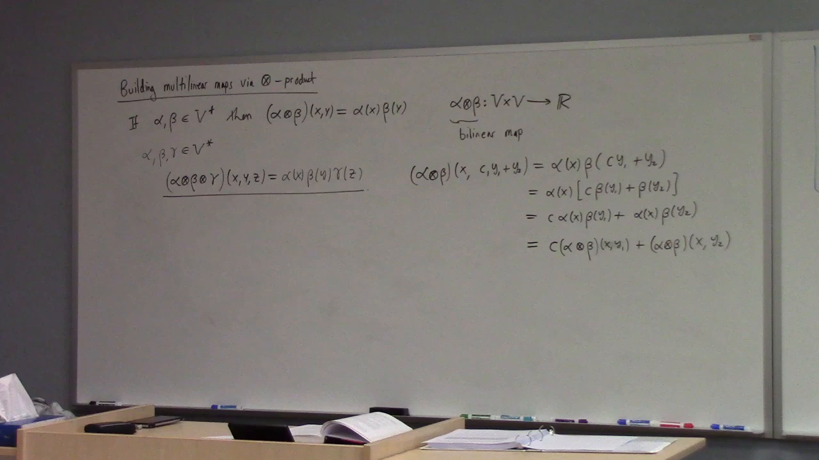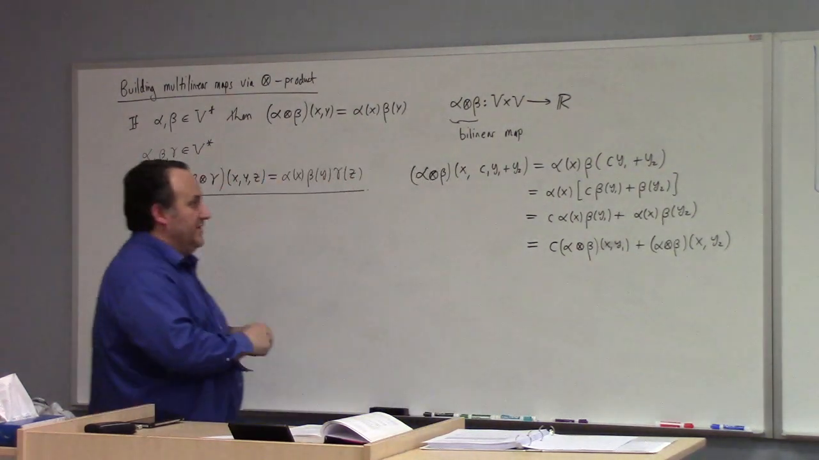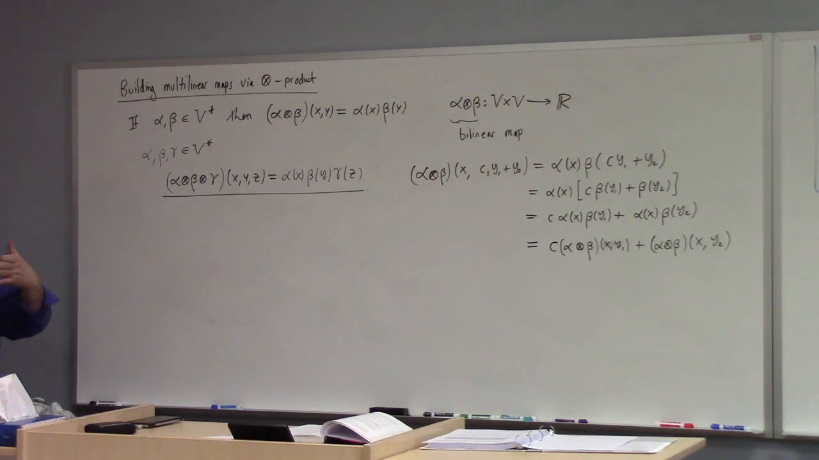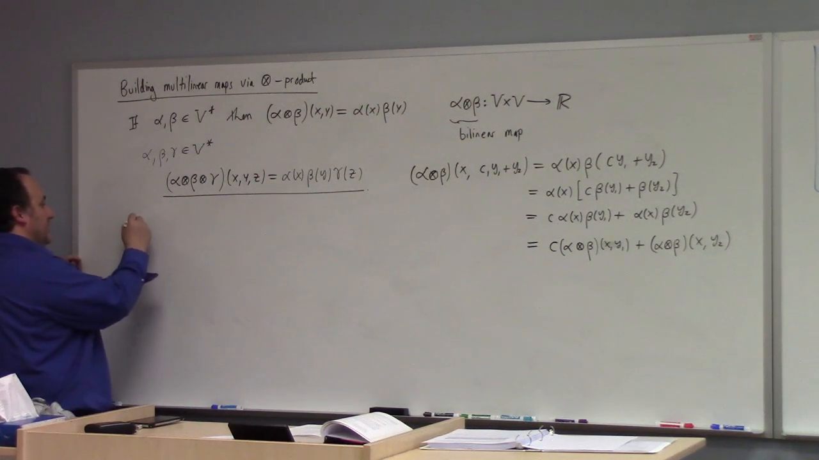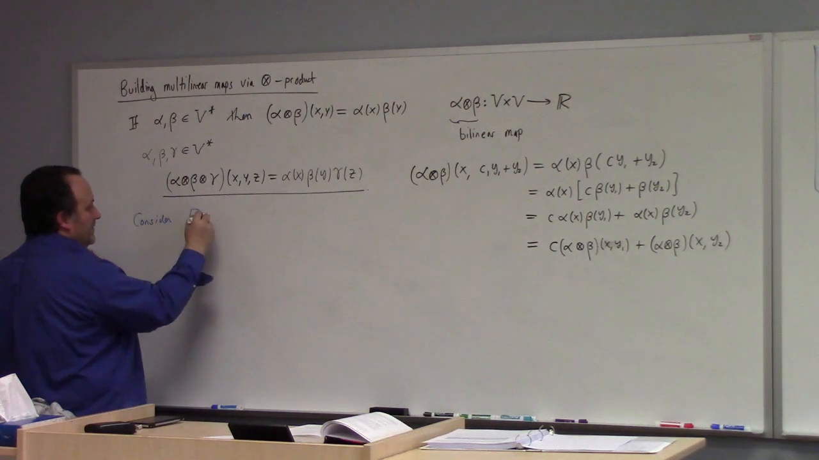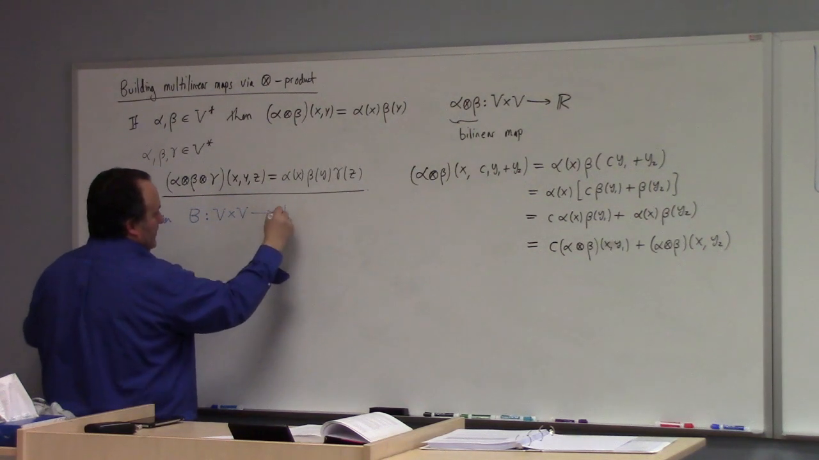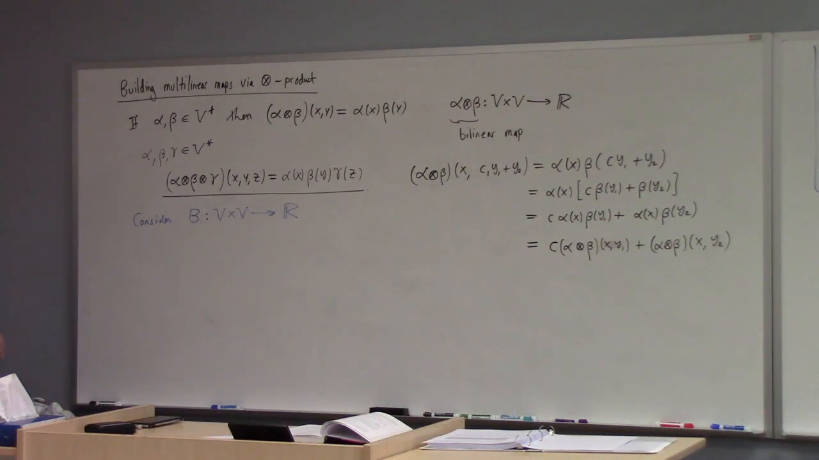So this brings me to my next question: is every trilinear map simply the tensor product of 3 dual vectors? What do you think? Yeah, it's a linear combination of them, Sam says. I think I want to believe that. Let's prove it. Here's a calculation we can do. Let's start with an arbitrary bilinear map. So consider a big B, a bilinear map from V cross V to the reals.